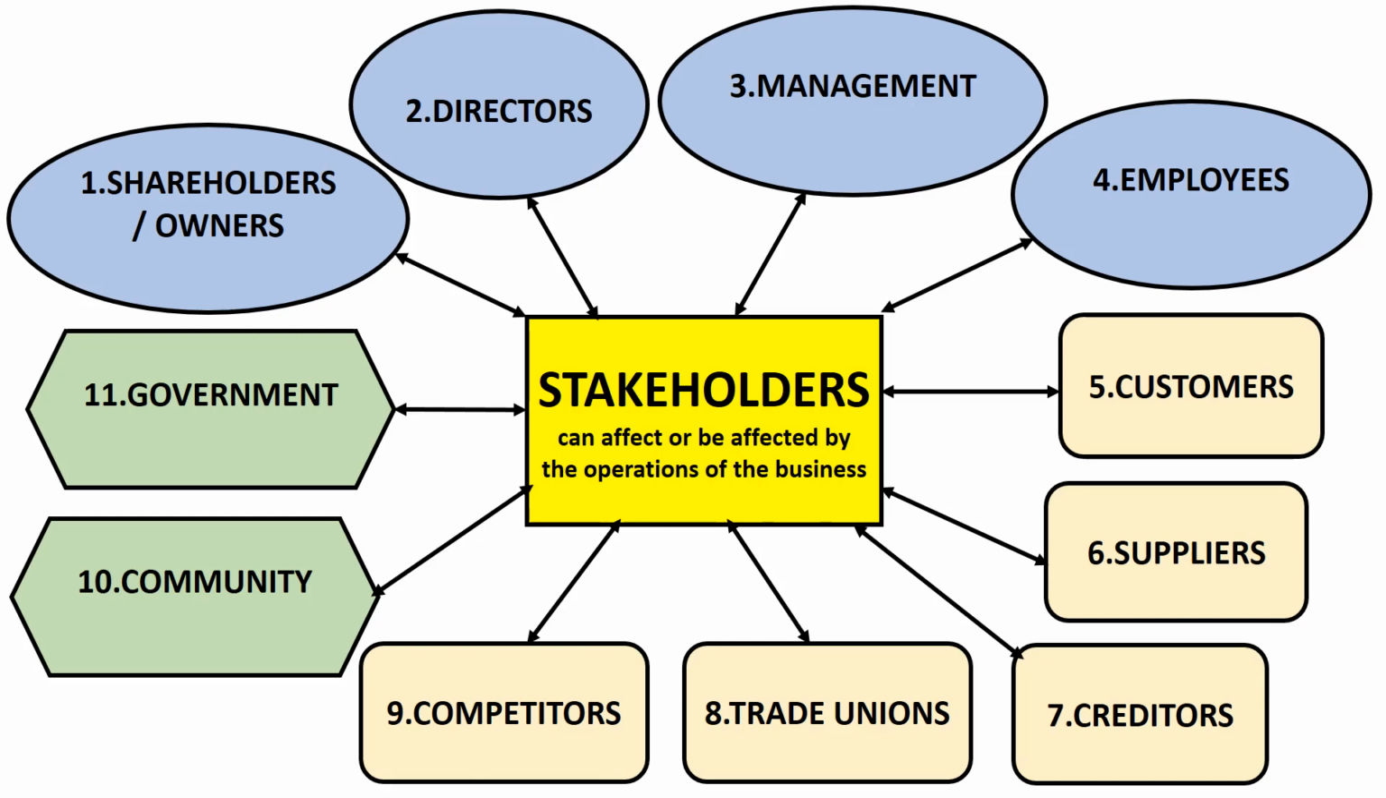Fifthly, there are customers of the business. Sixthly, there are the suppliers of inputs to the business. Seventhly, there are creditors of the business, that is, people who have lent money to the business, such as banks. Eighthly, there are trade unions who represent the employees in the business. Ninthly, there are competitors of the business. 10thly, there's the community in which the business operates. And 11thly, there is the government.